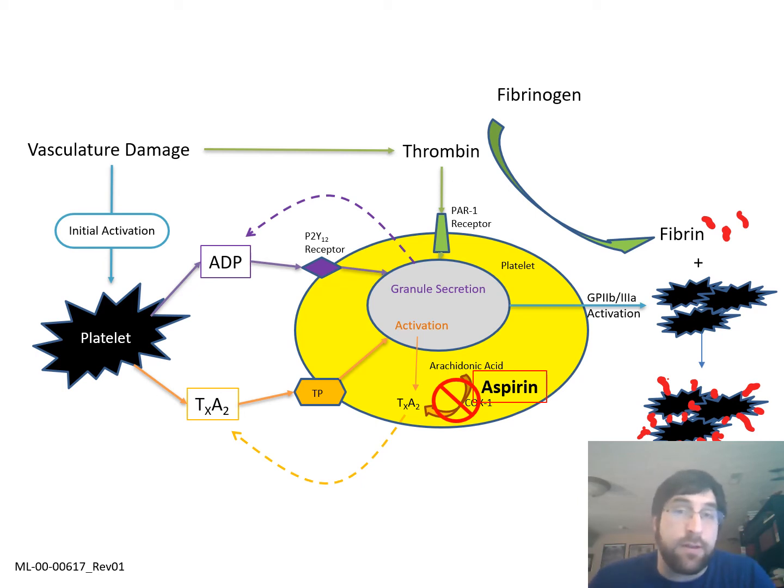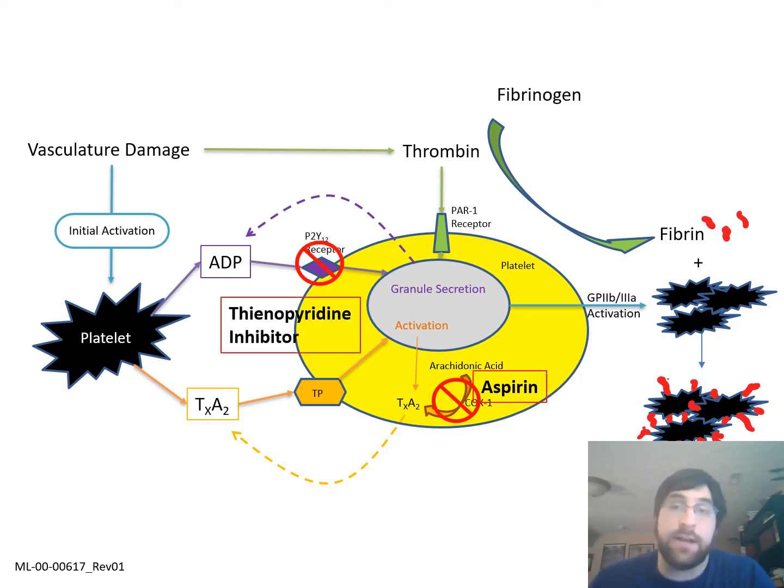The next class are the thienopyridine class of inhibitors. This class of drug blocks the P2Y12 receptor, preventing ADP binding, signaling, and aggregation. Examples are clopidogrel, also known as Plavix, ticagrelor, and prasugrel.